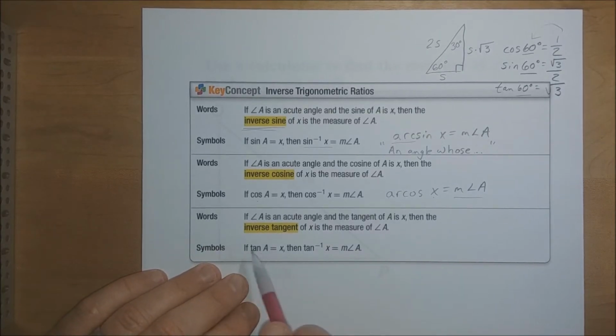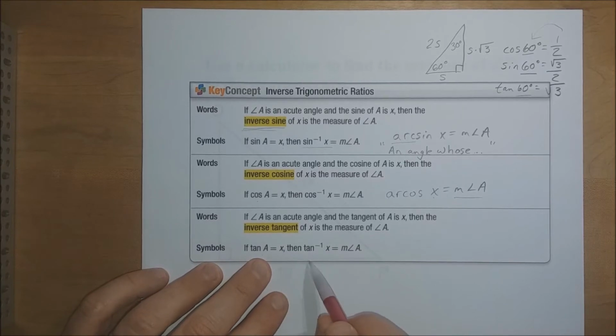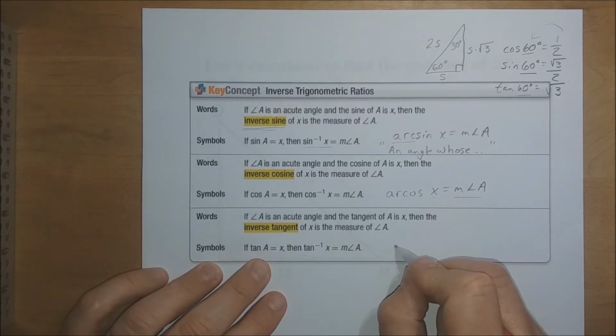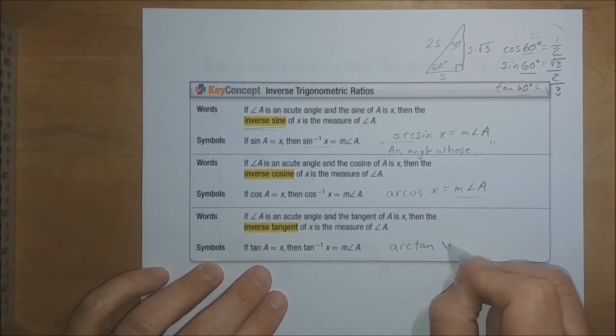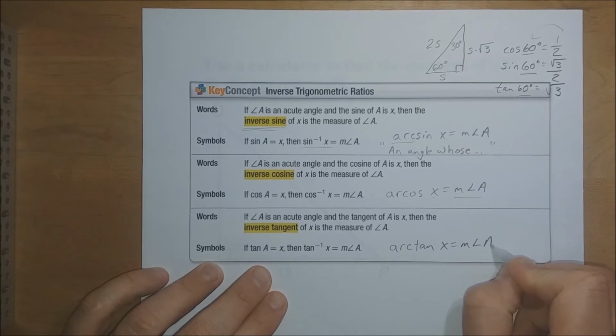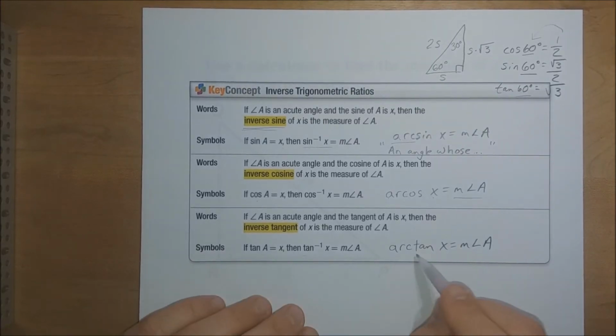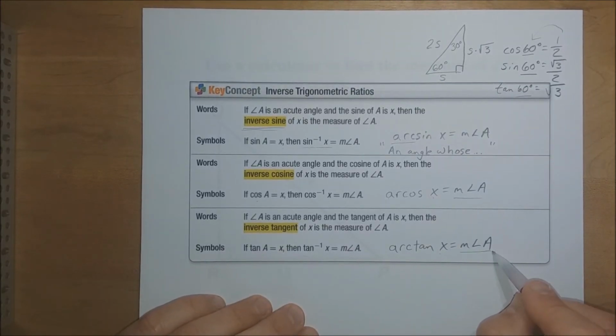And we can also do inverse tangent. If the tangent of angle A equals x, then the inverse tangent of x equals the measure of angle A. And in older text, you'll see this written as arctan. Arctan x equals the measure of angle A. An angle whose tangent is x. That's what we're looking for.